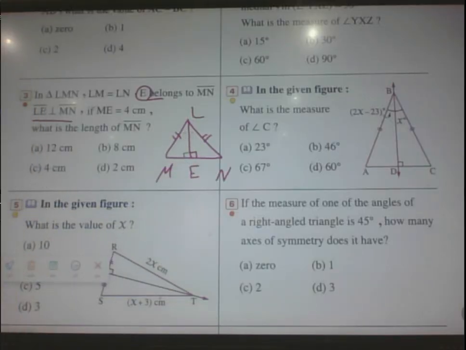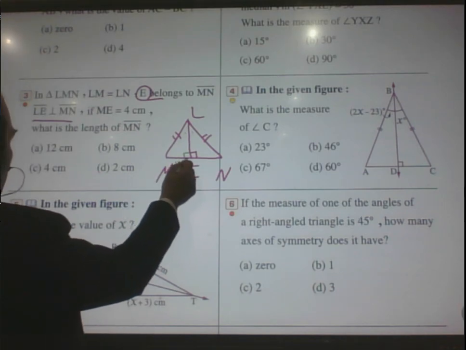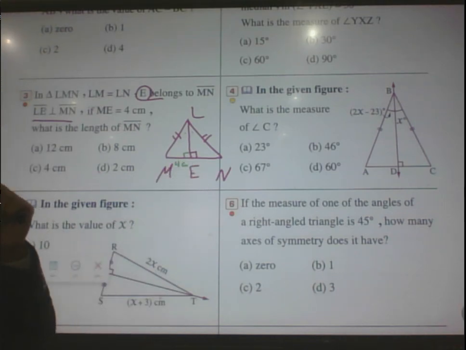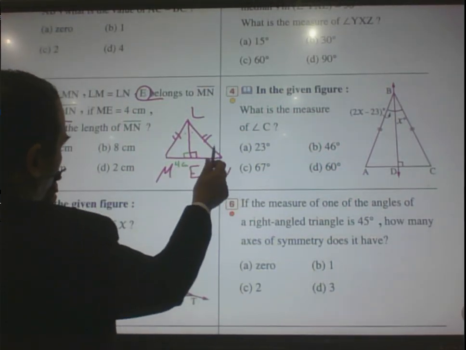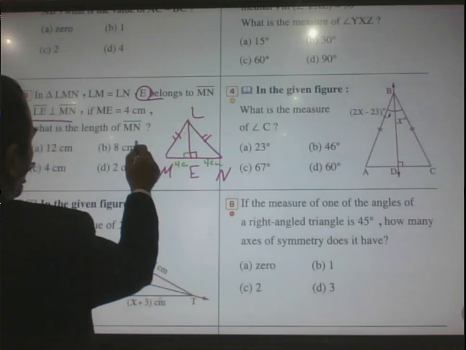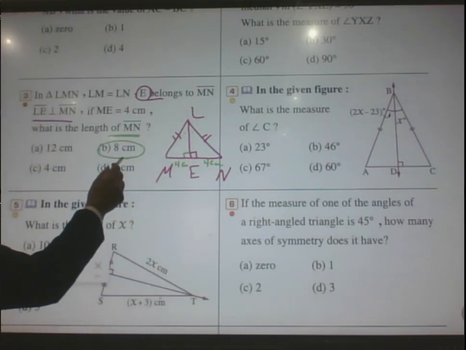What is the length of MN? He gives me this information, ME is 4 centimeters. This line is 4 centimeters. So we can complete this example here. We have 4 centimeters, and this also will be 4 centimeters. We want to find the length of MN. MN is 4 plus 4, equal to 8 centimeters. This answer will be letter B.